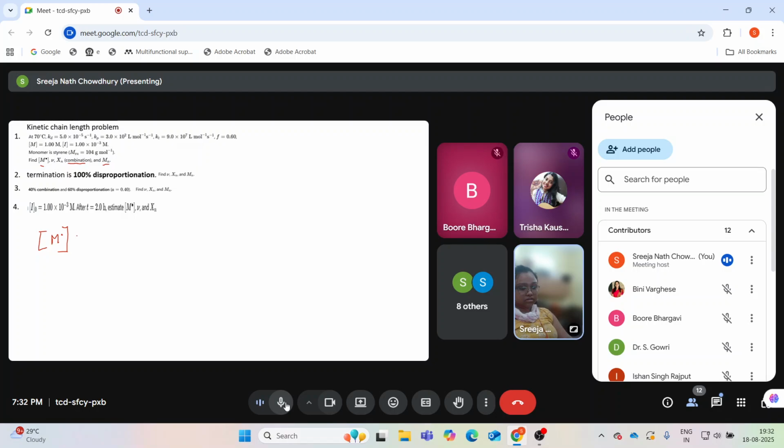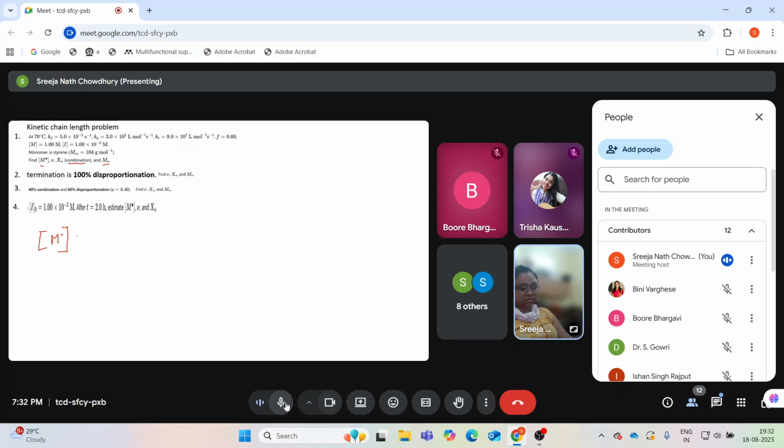Here you can see the effect on the Mn value, the number average molecular weight. It will be 91.3 into 104, and it will be 9.50 into 10 to the power 3. This will be your answer. So see, we can find a difference of an order of magnitude between disproportionation and combination.